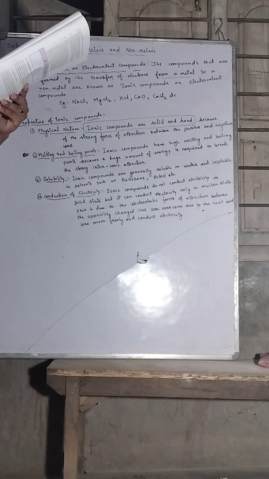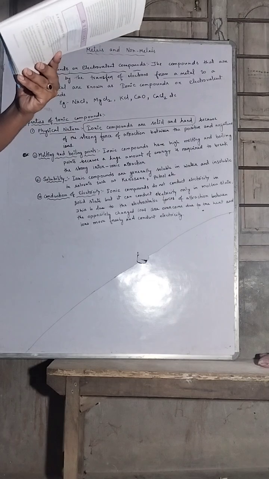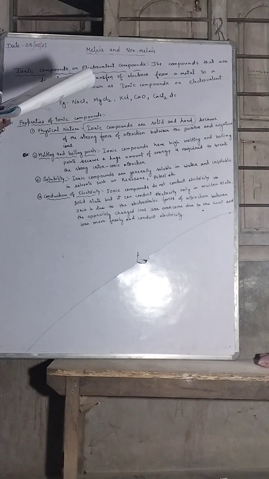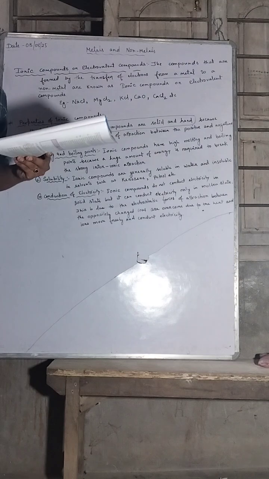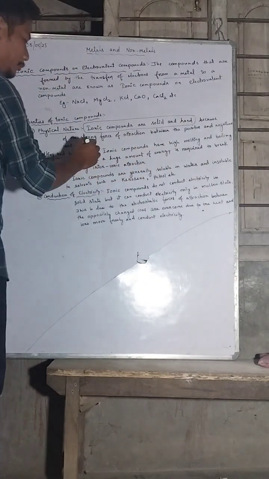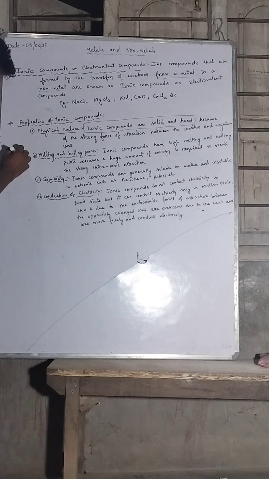Other melting and boiling points are also given in the book, for calcium oxide and magnesium chloride. Yes or no? Their melting points and boiling points are given. As we can see, the melting point and boiling point are very high. So why do they have such high melting and boiling points? This question is asked mostly in the HSLC.